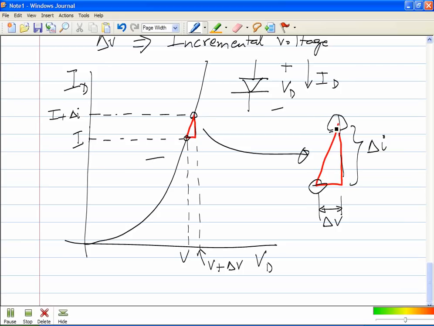The slope of this curve at this point is nothing but, what is the slope of this hypotenuse here? It's nothing but delta I by delta V, and that is nothing but dI d by dVd evaluated at Vd equals the quiescent voltage. In other words, the ratio of the incremental current to incremental voltage is simply a constant, provided the incremental voltage is very, very small.